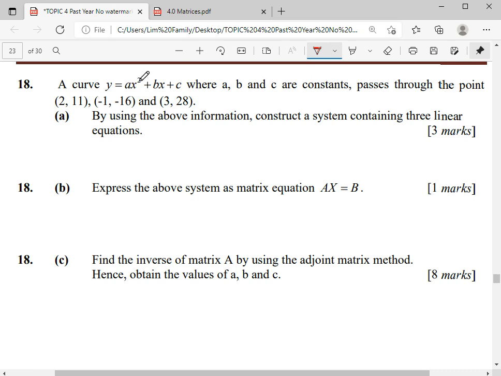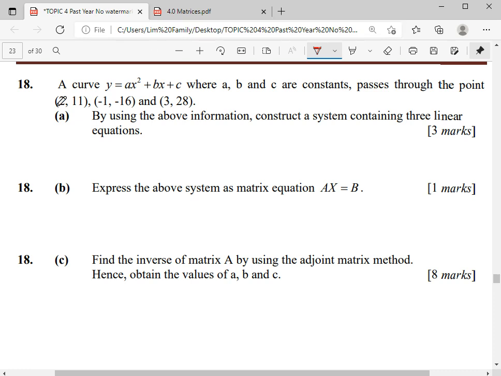They say this quadratic curve passes through 3 points. When it says it passes through these 3 points, it means that our points fulfill this equation, so each point can be substituted into this equation. We substitute the first point, the second point, and the third point. So by using the information above, we have to construct the linear equations first. We have to come up with the equations they give us.